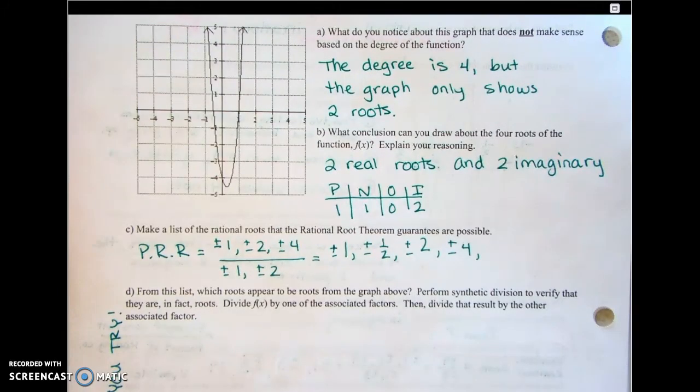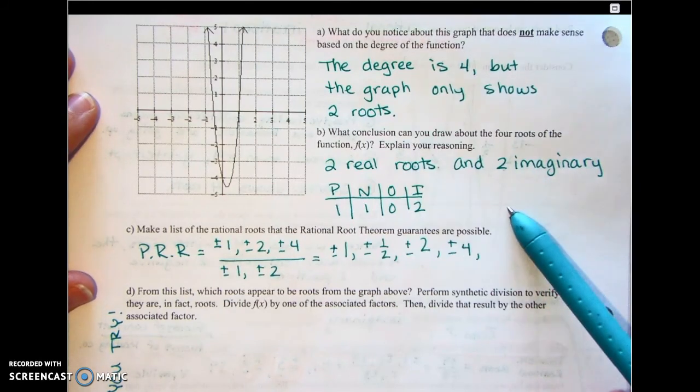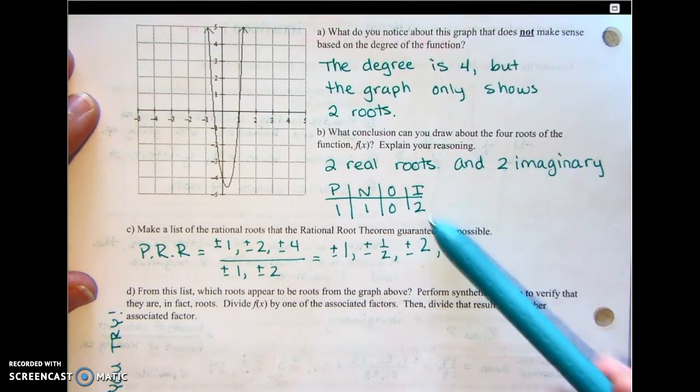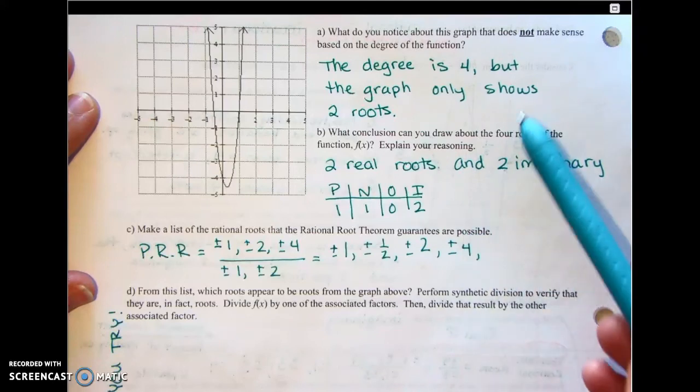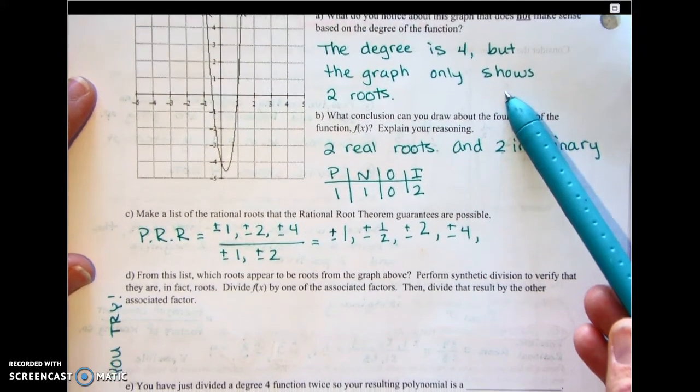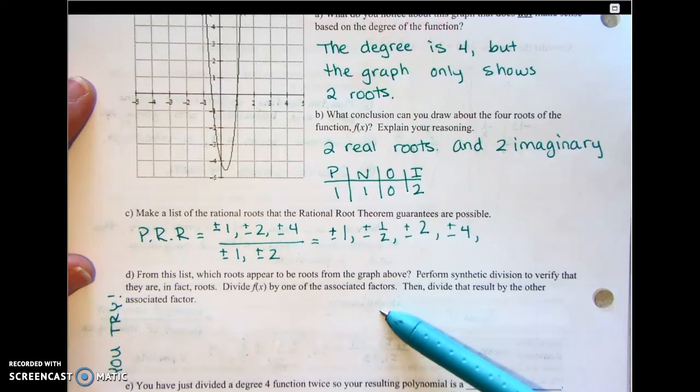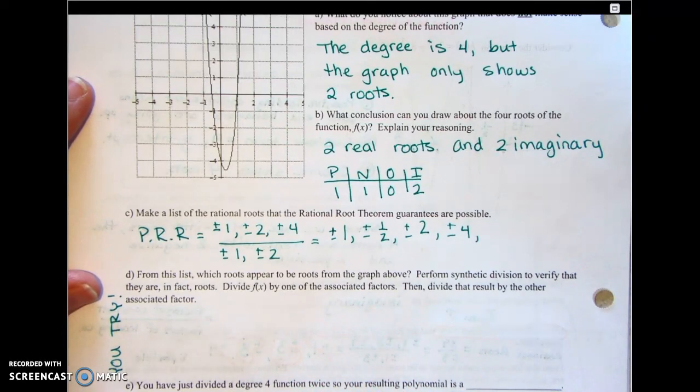Okay, turn the page and pause the video. You could try this on your own or copy it. And then you're going to try D on your own. And then we'll begin E in class together, okay?